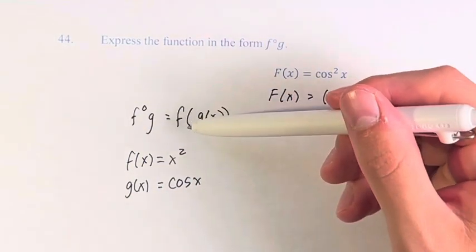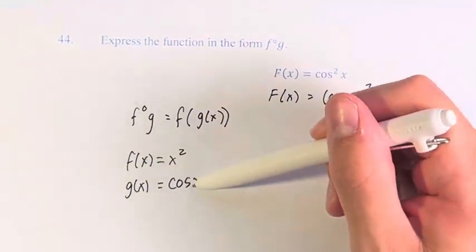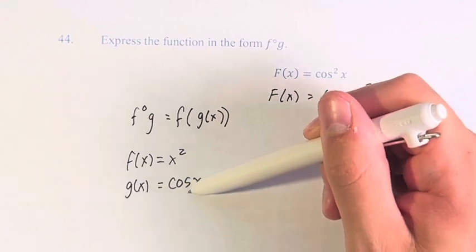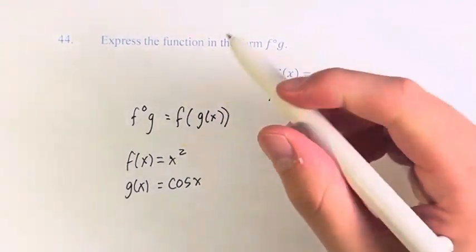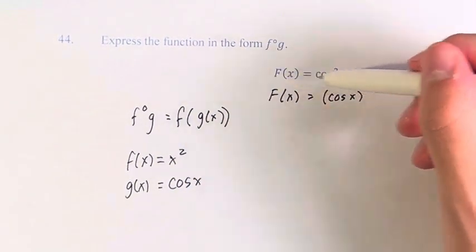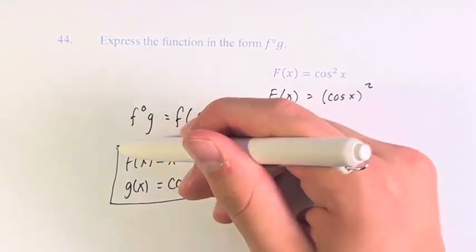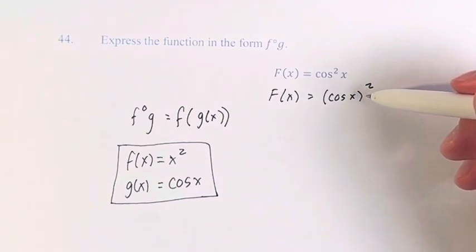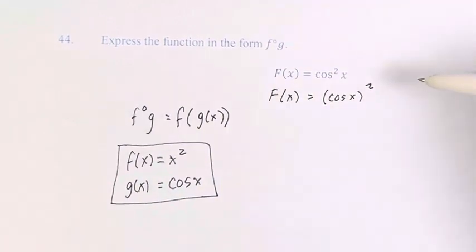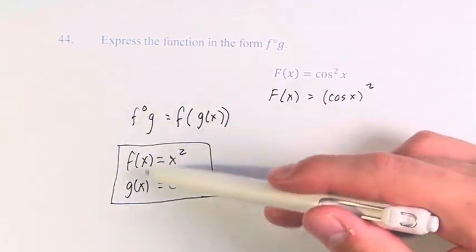Because when we're doing f of g of x, we're taking f of cosine of x, which means we're plugging it back into this x squared, and then we'll get f of x is equal to cosine squared of x. So these are the functions that result in this composition. This is not the only option. There's always multiple ways you can get to the same function, but this is the most obvious one.